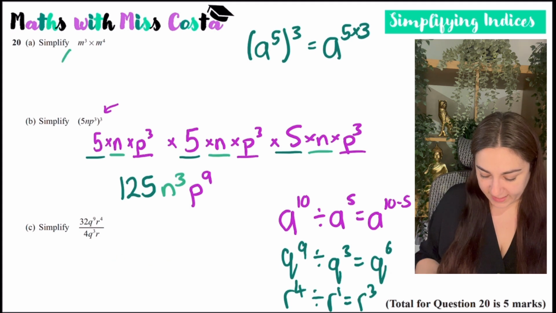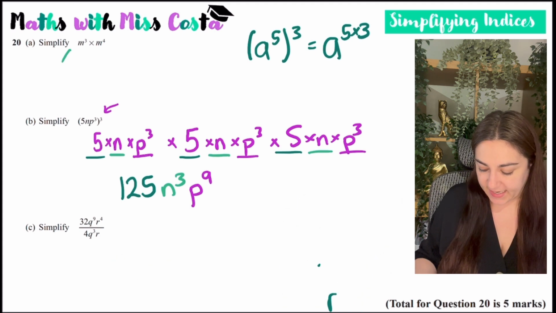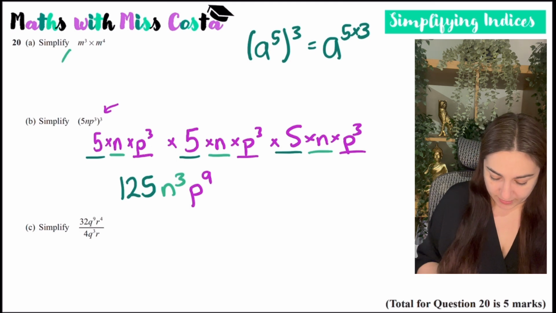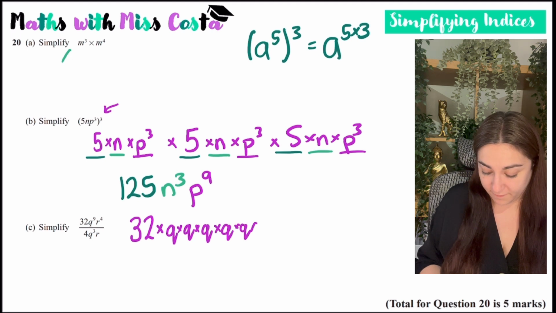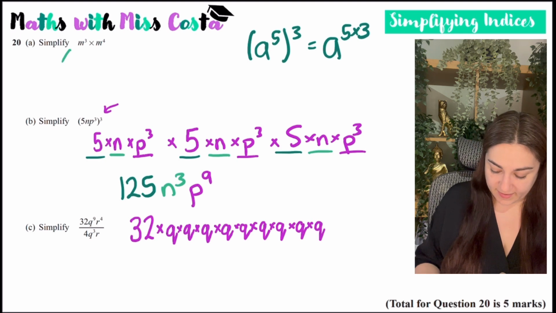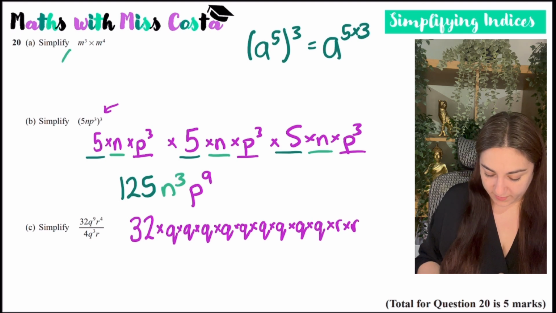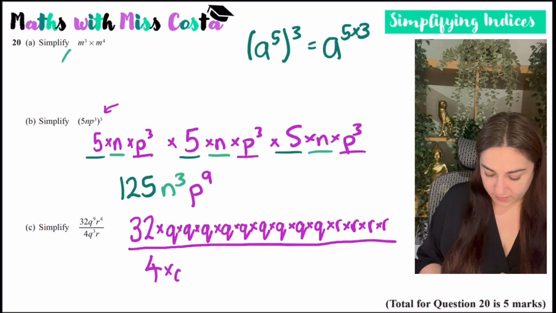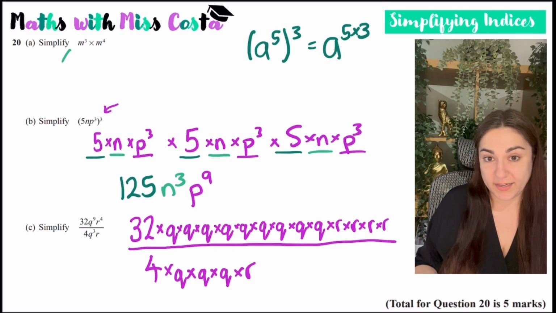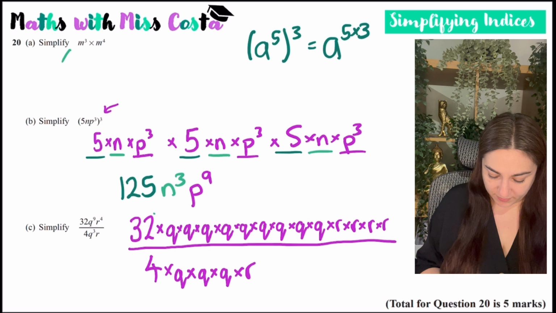If not, then we can take it back to its basics and just write it out. So what does q to the power of 9 mean? It means q times q nine times, and then times by r four times. And that's being divided by 4 times by q to the power of 3 times by r. So we still do 32 divided by 4, which is 8.